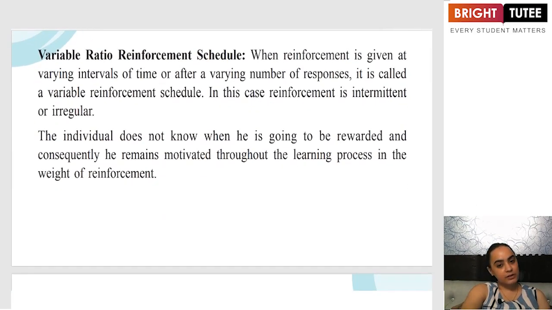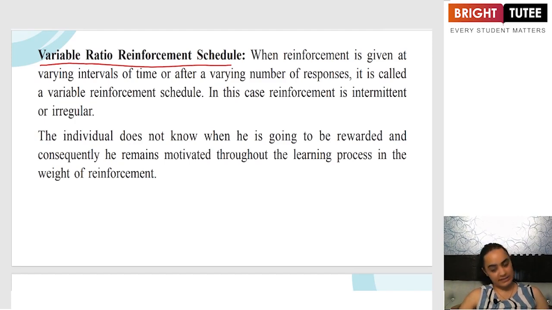And next we have the variable ratio reinforcement. Variable ratio reinforcement means that the reward is given at varying intervals of time or after a varying number of responses. The child would never know when he or she is going to be rewarded. Right now, the teacher is giving you a reward for 2 correct responses. The teacher might next give you a reward after 7 correct responses, then after 15 correct responses, and so on and so forth. So here, the number of responses that the teacher expects out of you keeps increasing gradually, and the person is always confused, and that is how he's always motivated to give correct answers every time. Because he does not know for what correct answer I might get a reward.